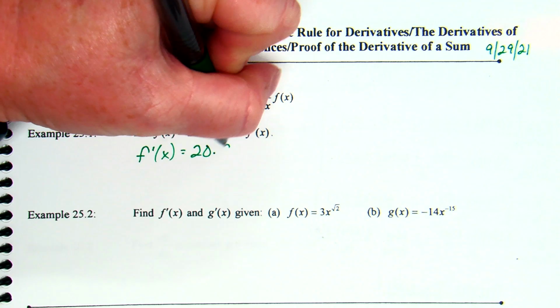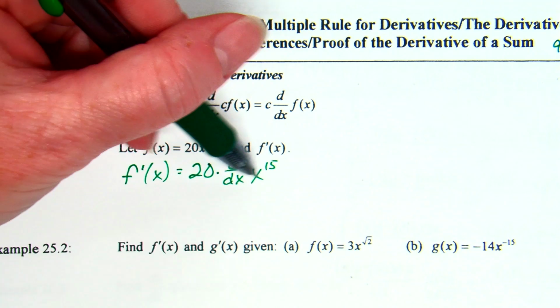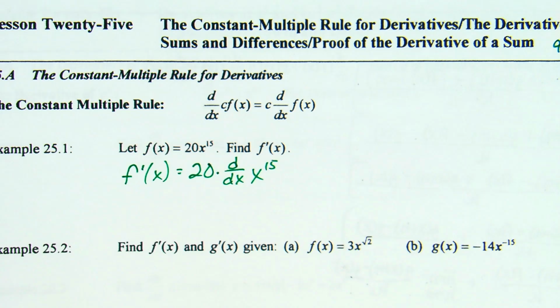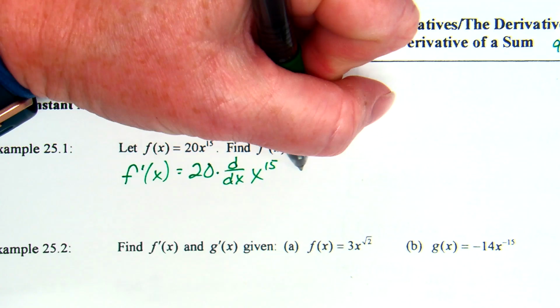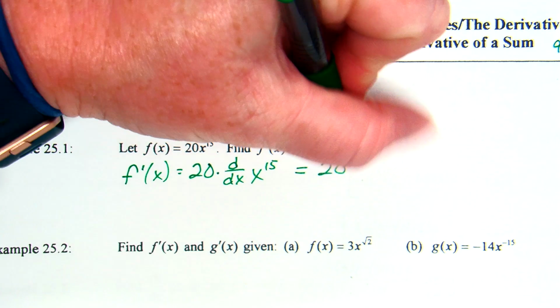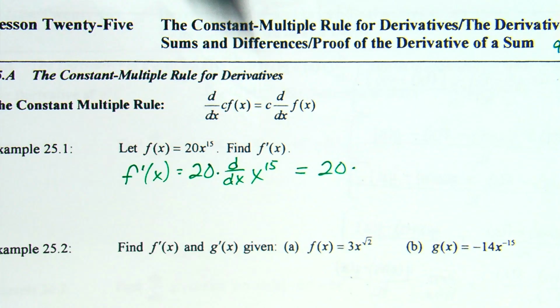Again, the reason I'm doing this is just to introduce some notation. That d dx says to do the derivative of what follows with respect to x. That's saying the derivative with respect to x. So now the short of it is that 20 out front is going to stay 20. What is the derivative of x to the 15th?